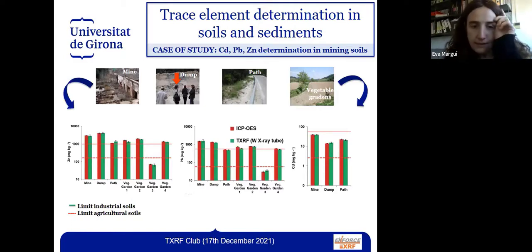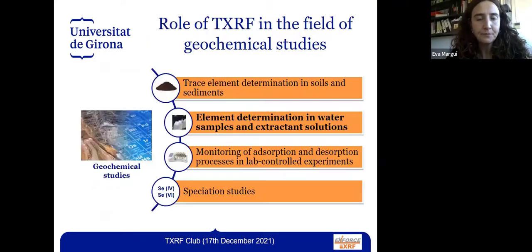And as you can see, in most of the locations, the metal concentrations determined were over the limit of agricultural soils according to the Spanish legislation, and in some locations even over the limit of industrial soils. So we can realize that in this case we have quite a dispersion of these elements in this mining area.